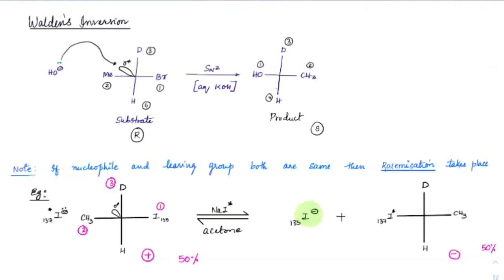Next, we learned about Walden's inversion. In Walden's inversion, what we learned is that if you have a defined configuration at a chiral center, like here it is R configured, and when the nucleophile attacks, its configuration tends to change, and this is called Walden's inversion.